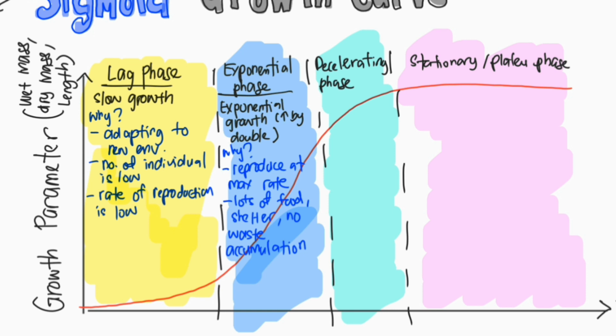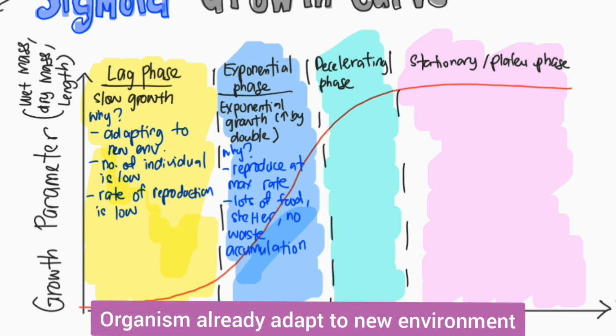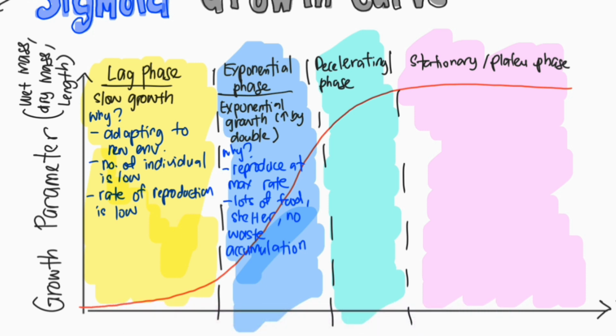So based on the graph pun kita nampak, dia punya the number of individuals tu akan bertambah dengan cepat. So kenapa? Sebab at this point, organism sudah adapt. Daripada lag phase tadi, masuk ke exponential phase, dia sudah adapt. Tadi baru nak adapt, sekarang dia sudah adapt. So when they already adapt to the environment, karakter yang penting adalah reproduce at maximum rate. So kenapa boleh reproduce at maximum rate? Sebab at this time still lots of food, lots of shelter, and there is no waste accumulation.